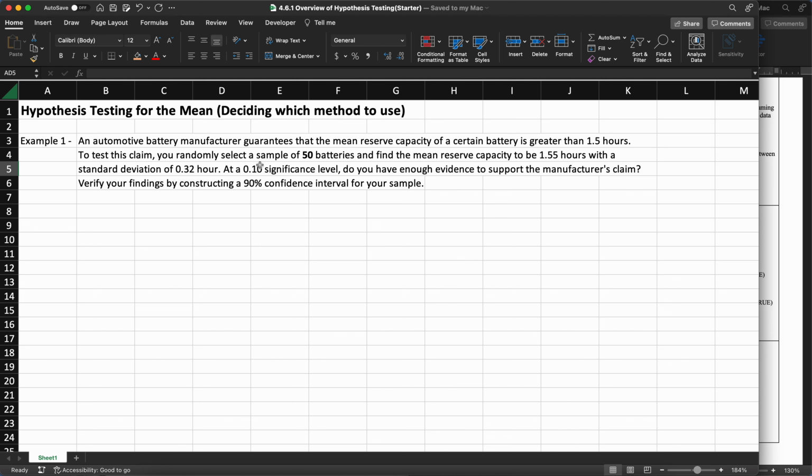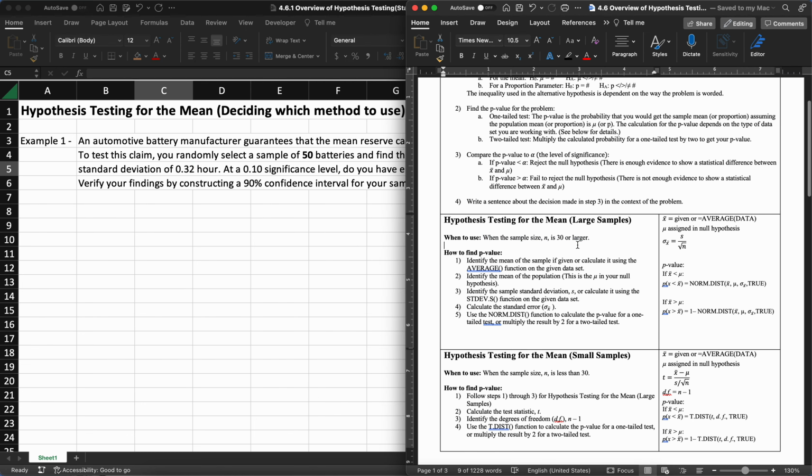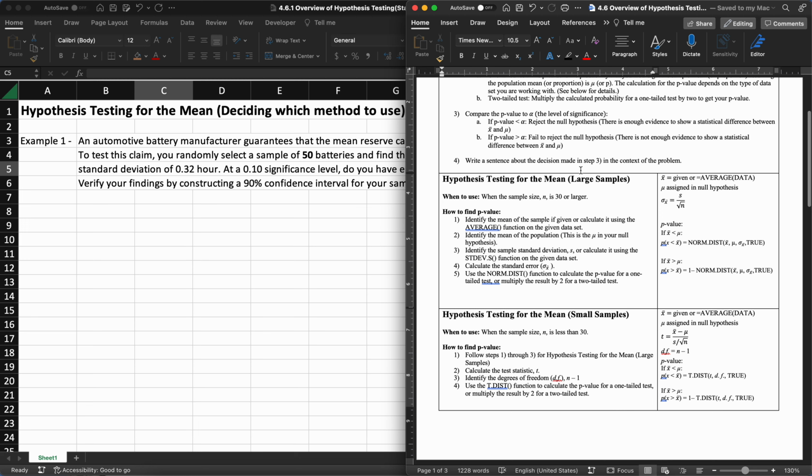90% confidence means 10% is left in the tails. So you'll notice the bold 50 here. The sample is 50. We were given a mean and a standard deviation, which means we are talking about hypothesis testing for the mean for large samples. When the sample size is 30 or larger, that is a large sample.